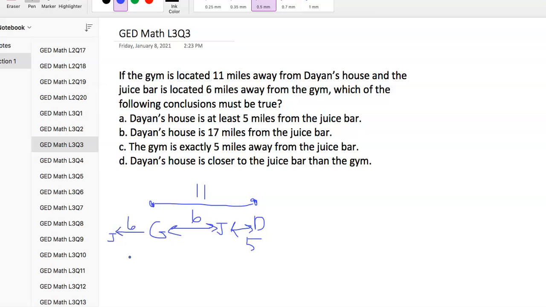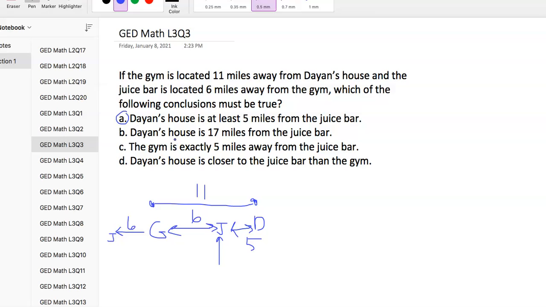Dan's house is at least 5 miles from the juice bar. Okay, so I would say that is true, right? So if the juice bar is in the area right here, closer to Dan's house, we still know that it's at least 5 miles. So far I would say that one is true, but let's look at the others, make sure we don't have two answers that we like.